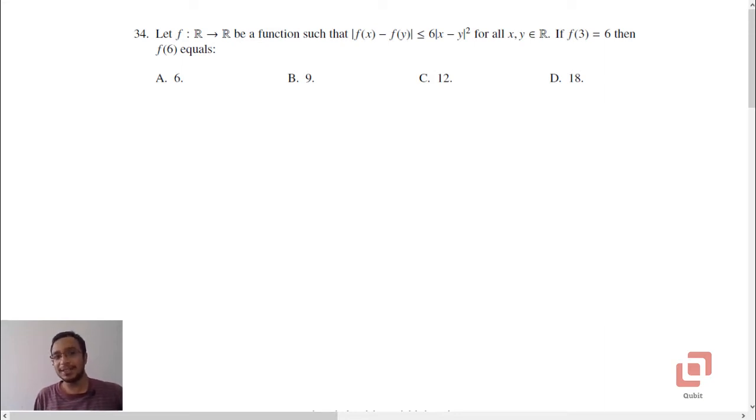We have been discussing the ISER Aptitude Test Model Paper 1. We will be solving the fourth question, that is question number 34 from the mathematics section. Let f be a real function such that mod of f of x minus f of y is less than or equal to 6 into mod of x minus y, bracket squared, for all x, y in the set of real numbers. If f of 3 is equal to 6, then f of 6 equals 6, 9, 12 and 18.